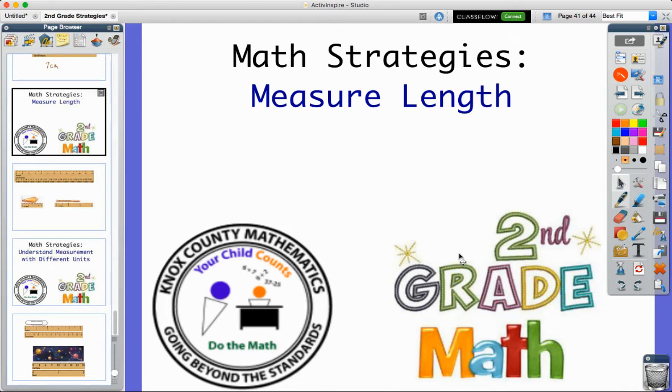Lesson 17. Now that we've learned a little bit about what measurement is, we actually have to start practicing using our tools to help us measure different objects. So that's what we start doing here in Lesson 17.